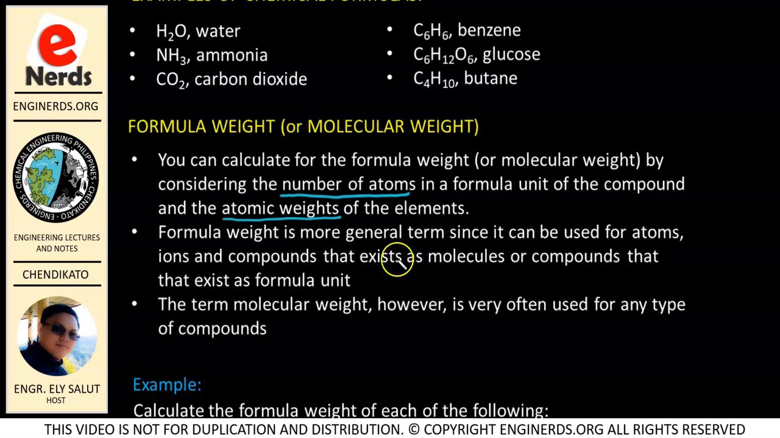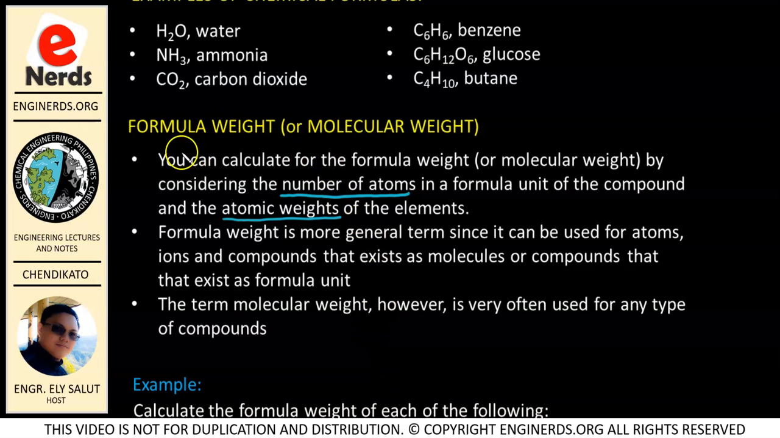Formula weight is more general term since it can be used for atoms, ions, and compounds that exist as molecules or compounds that exist as formula unit. Pero the term molecular weight is very often used for any type of compound. So marami kayong makikitang references na mas ginagamit actually itong term na molecular weight instead of formula weight. Okay, so on this video and succeeding lecture videos natin, we will be using formula weight and molecular weight interchangeably no, sa ating mga terminologies.